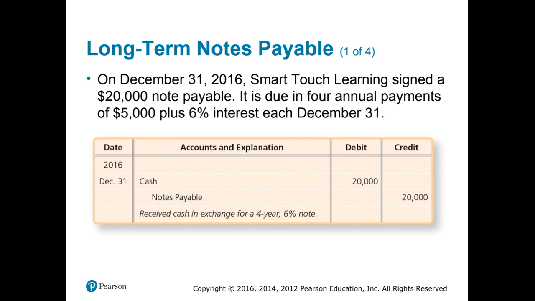Long-term notes payable. So on December 31st, Smart Touch Learning signed a $20,000 note payable. It's due in 4 annual payments of $5,000 plus 6% interest each December 31st. So we recorded this journal as a debit to cash and a credit to notes payable for $20,000, and our note in our memo says received cash in exchange for a 4-year 6% note.